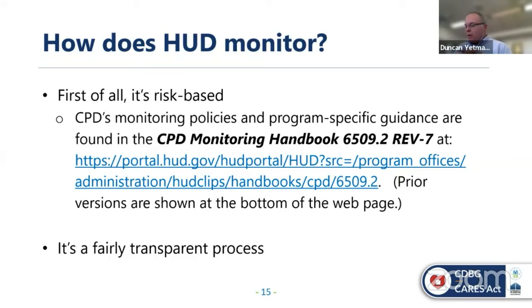You might want to say, why is it risk-based? Well, it's risk-based as well because while we do monitor the performance of grantees every year through action plan, CAPER, and timeliness reviews, we do not have the resources to monitor every single grantee and every single grant every year. So that's why grantees are scored and assessed in accordance with several risk factors and sub-factors that include program and financial management.